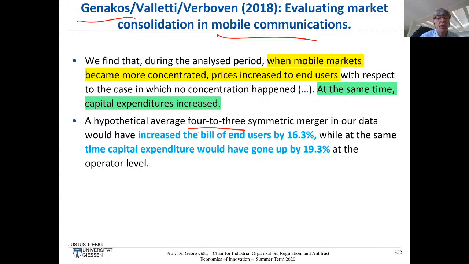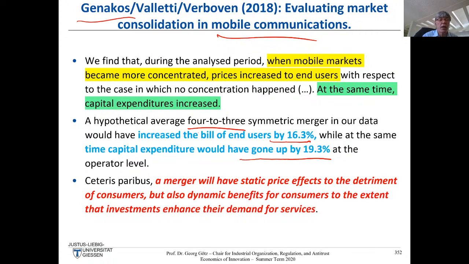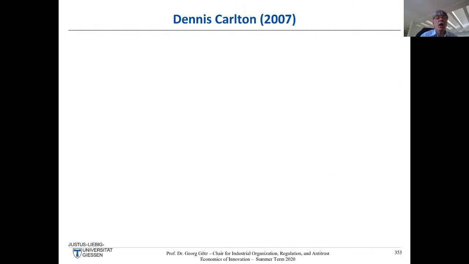But what they show is that even though these mergers led to higher prices, at the same time capital expenditures also increased a lot. The point is, if you don't allow mergers, you will have lower prices, but you don't have coverage. You cannot make phone calls, to put it bluntly. So a merger will have static price effects, which are bad, but dynamic benefits for consumers if investments are incentivized. I'm almost done here.